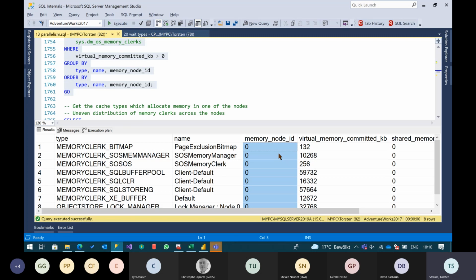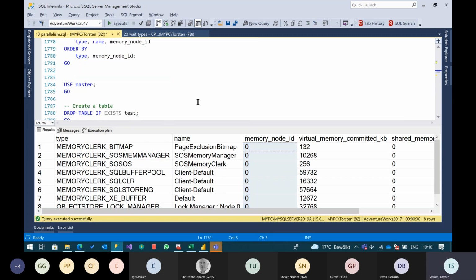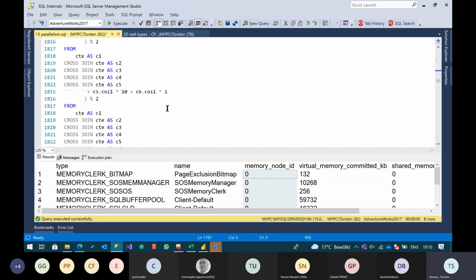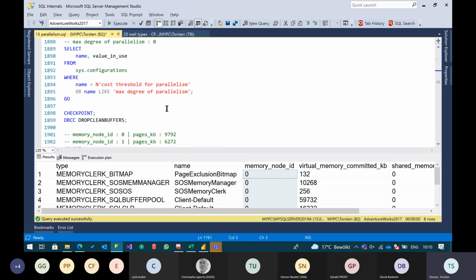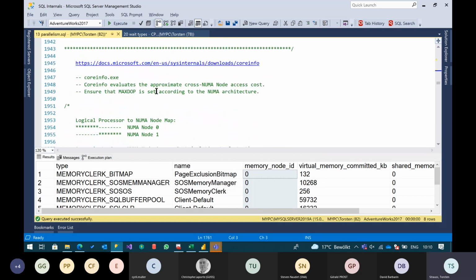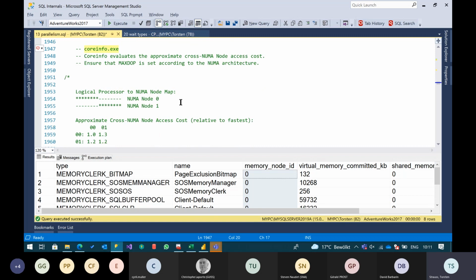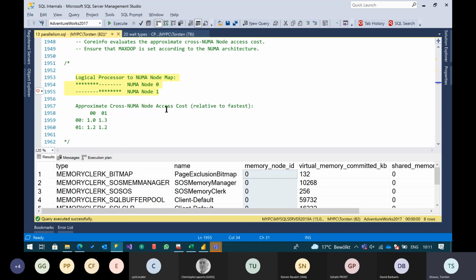There's one specific tool which you can use. Let me go down here. It is the OS Stress tool, coreinfo.exe, which you can use in order to see the latency between NUMA nodes. And you can see this is not my machine, because my machine only has 1 NUMA node. This is an example from a VM which I have created. So this is the latency.